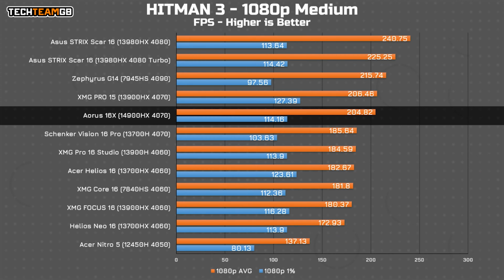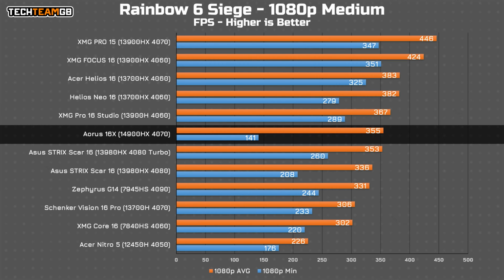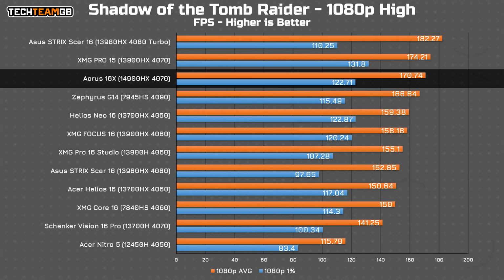Hitman's built-in benchmark lets me split out the CPU and GPU performance, and looking at just the GPU data, you can see that the 4070 can actually stretch its legs a little bit here, basically tied with the XMG Pro 15 with a very similar spec. Siege has it in the middle too, again tied with the Scar 16, albeit with a lower minimum. That's not too big a deal though, as the minimum can just be a single hitch rather than throughout the whole run. As for Shadow of the Tomb Raider, that has the 16X up near the top, only behind the XMG Pro 15 and Scar 16 at 170 FPS average.